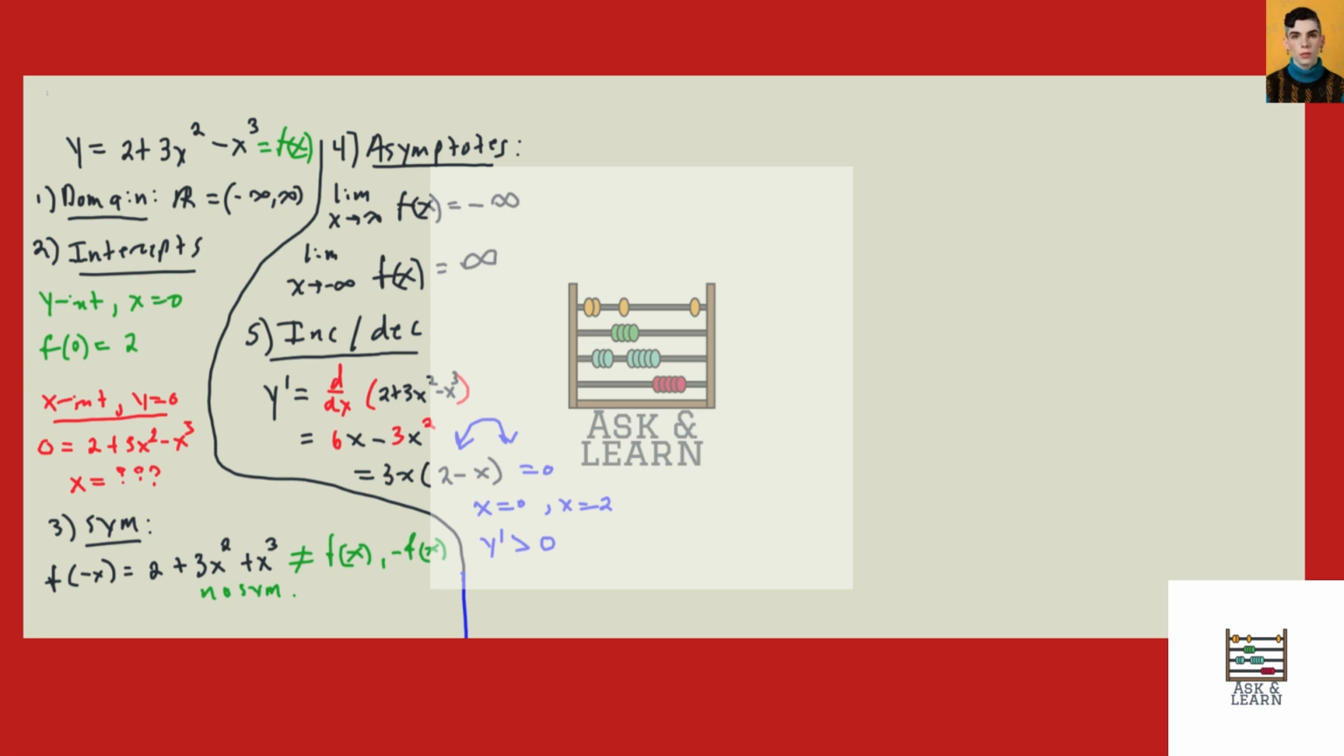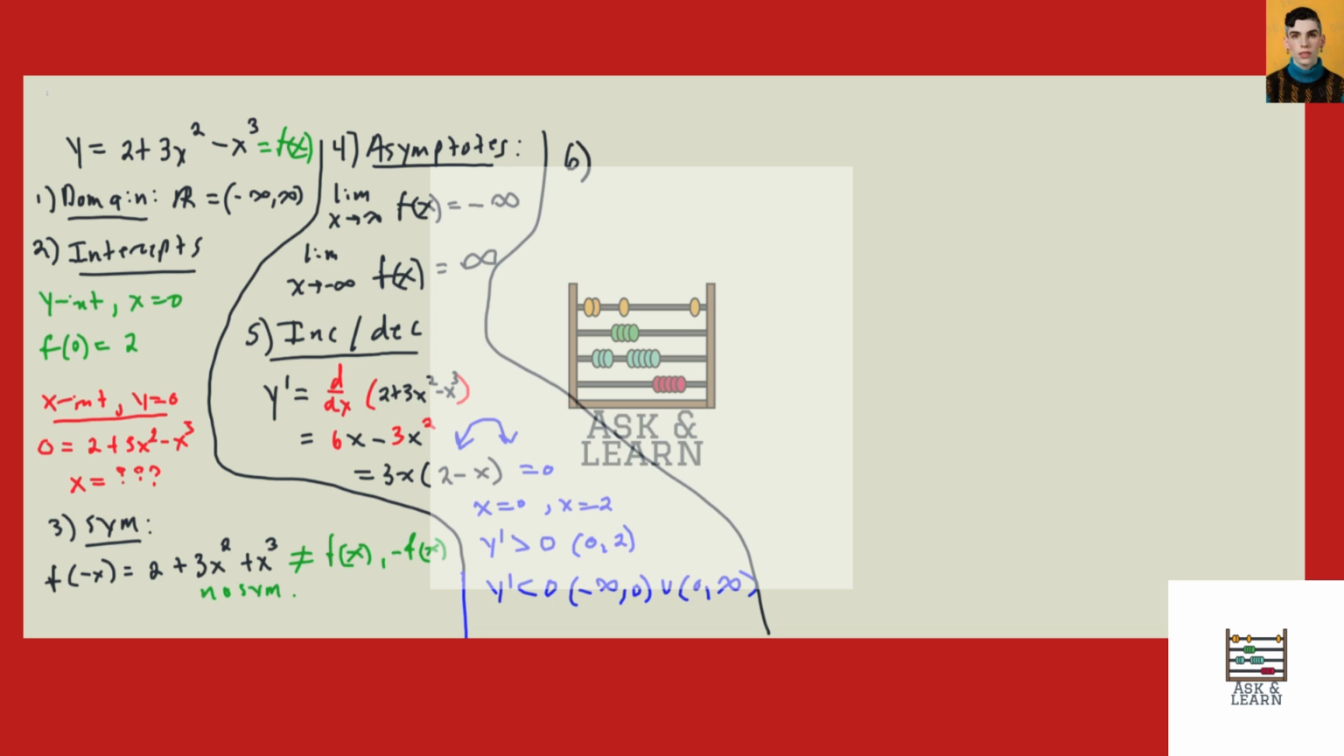So it would be from 0 to 2. So 0 to 2. And then y prime will be strictly less than 0 on the rest. So negative infinity to 0, union 0 to infinity. All right.